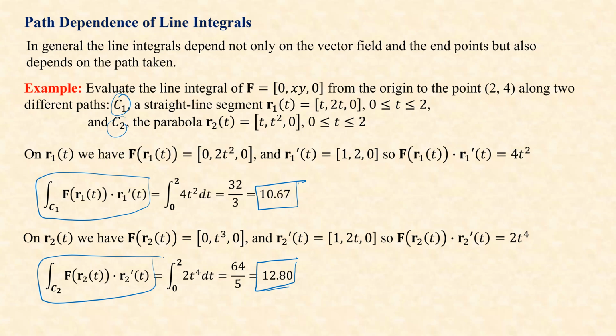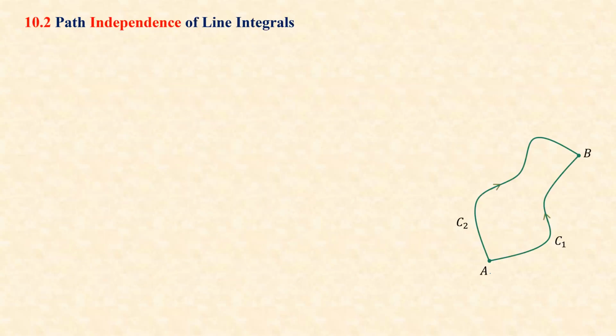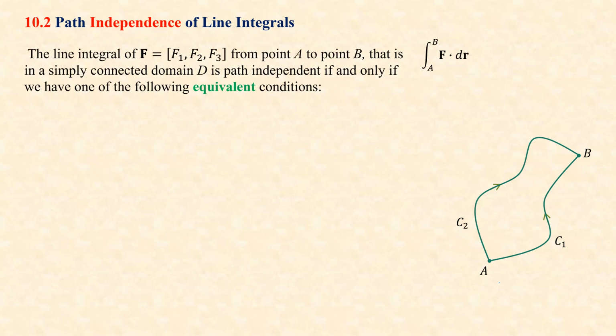We want to see now in section 10.2 what the conditions are when line integrals are path independent. So, path independence of line integrals. For example, we want to see what conditions should be met in order for the line integral to be the same for any path from A to B, like this C1 and C2. All right, so we're going to talk about that.